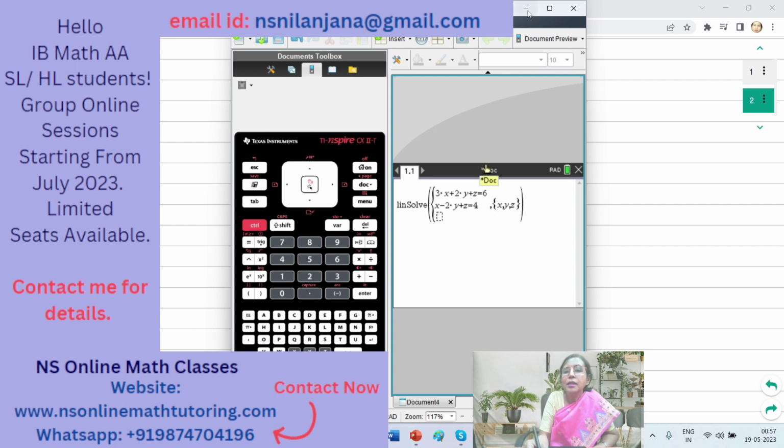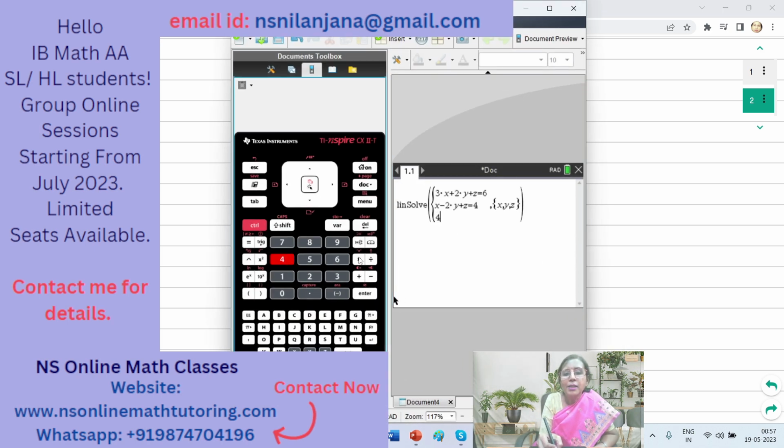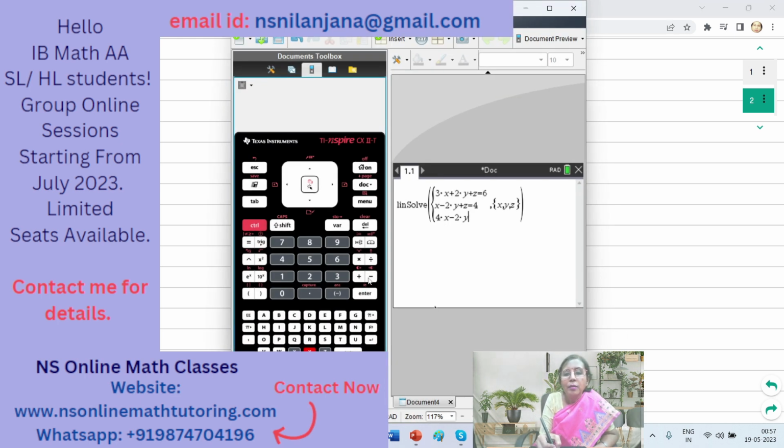And this one is 4x minus 2y minus 8z equal to 0. Fine. Hope I have entered everything correctly. And enter.